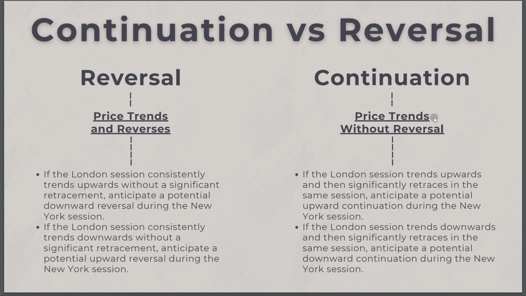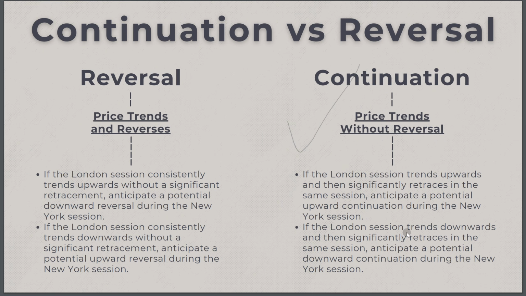Continuation is price trending without reversal. And I'm not saying retracement here or pullbacks. I'm saying reversal, because reversal is different than a pullback or retracement. Retracement is like this. Reversal is going like this and then pushing lower, opposite direction with a displacement. This is going to happen if the London session trends upwards and then significantly retraces in the same session. So you see, you got to have a line here, retraces in the same session. If this happens, then we anticipate a potential upward continuation during the New York session. And it's not going to be any retracement. I want to see a significant one, okay?